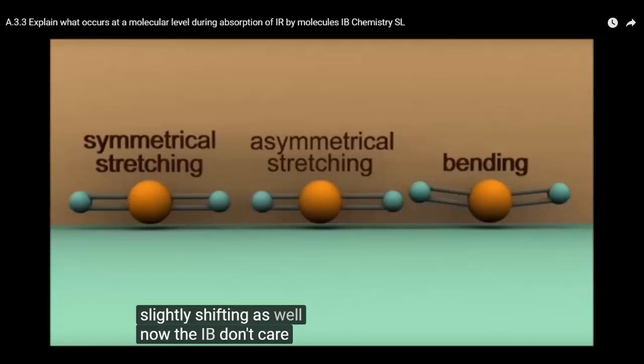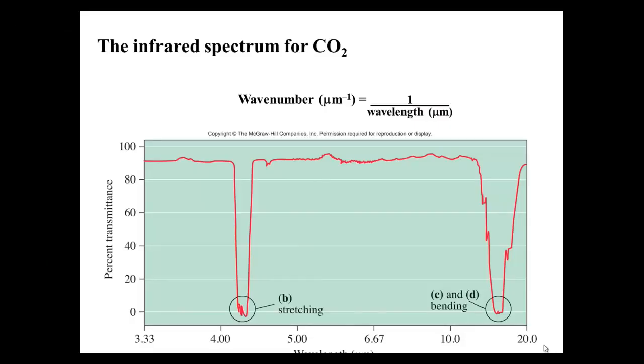So the key term you need to remember is if the dipole changes. So if the dipole changes, then it can be IR active. So here is an infrared spectrum for carbon dioxide. You'll notice there are two peaks here. On the y-axis is percent transmittance, and on the x-axis here is the wavelength. And the wavelength is just the inverse of the wave number.